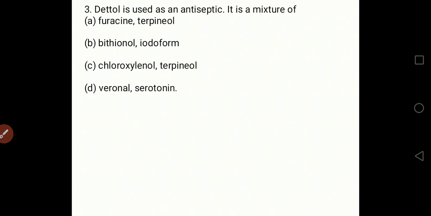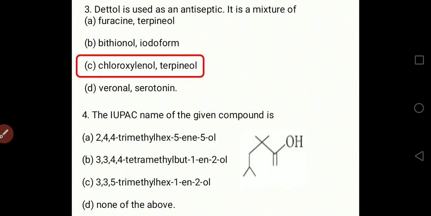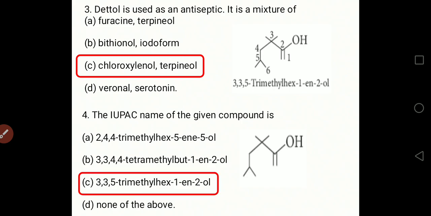Third one, Dettol is used as an antiseptic. It is a mixture of, very direct question, very important, chloroxylenol and terpineol. Fourth, the IUPAC name of the given compound. Start numbering from the double bond carbon, so the numbering is 1, 2, 3, 4, 5, 6. The name you are going to get is 3,3,5-trimethylhex-1-yne. So the answer for this question is 3.